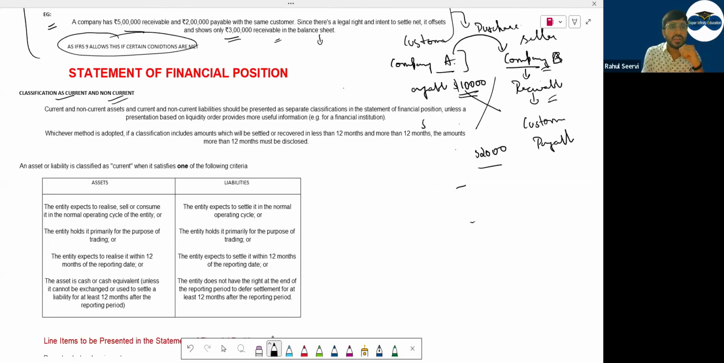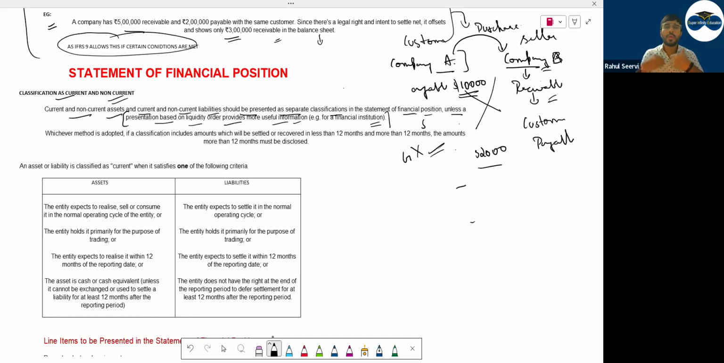Classification of current and non-current assets and current and non-current liabilities should be presented as a separate classification in the statement of financial position, unless a presentation based on liquidity order provides more useful information. This is when it relates to financial institutions like banks, or when the company's going concern assumption is not satisfied. But the basic understanding is that we have to record current asset and non-current asset separately. What is the logic behind this?